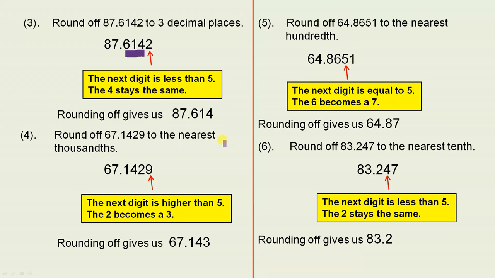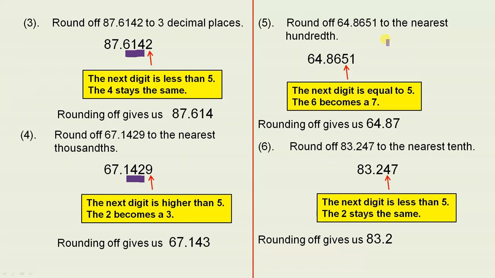Next example. Round off 67.1429 to the nearest thousandth. That's a fancy way of saying 3 decimal places. So there's the number again. Basically, we want to round off to this number of decimal places, so there are 3 digits after the decimal point. The next digit is higher than 5. The 2 becomes a 3. So you increase this one. Rounding off gives us 67.143.